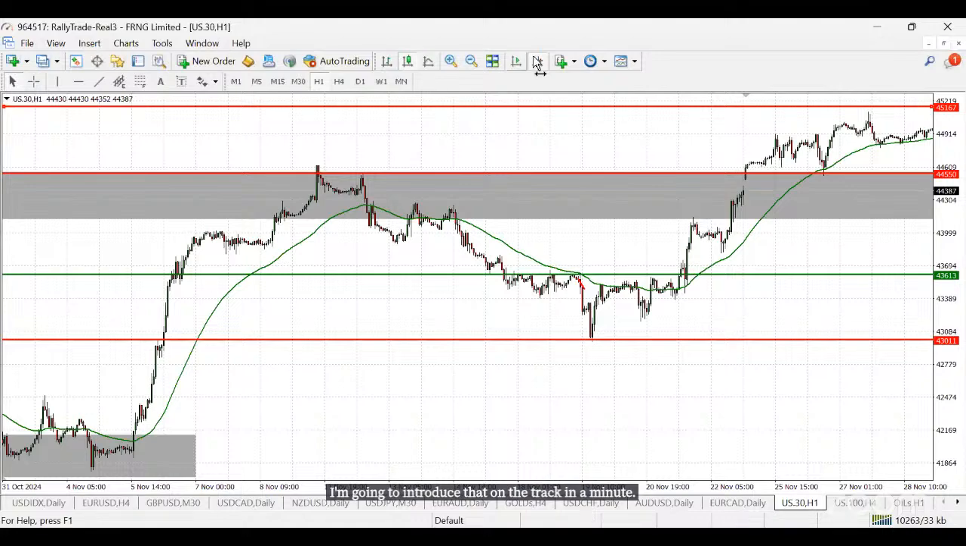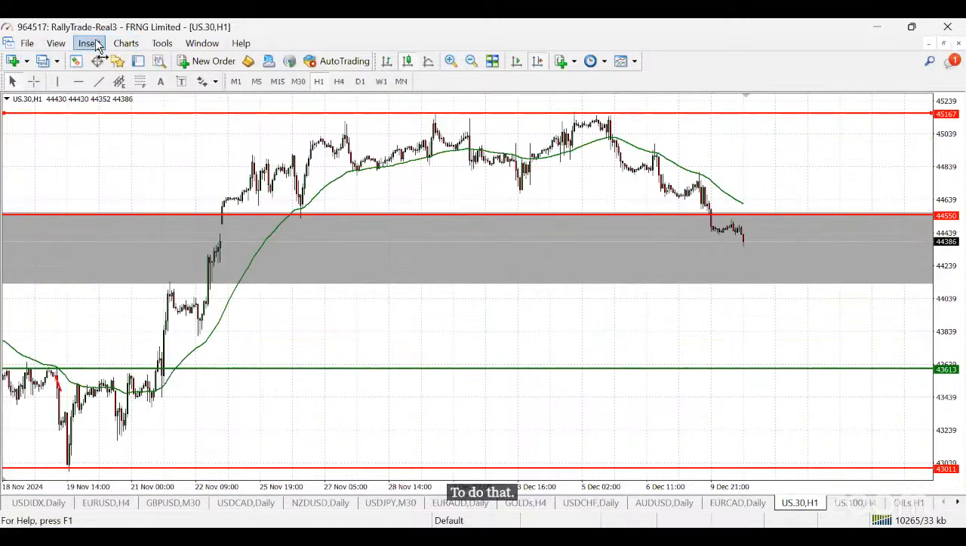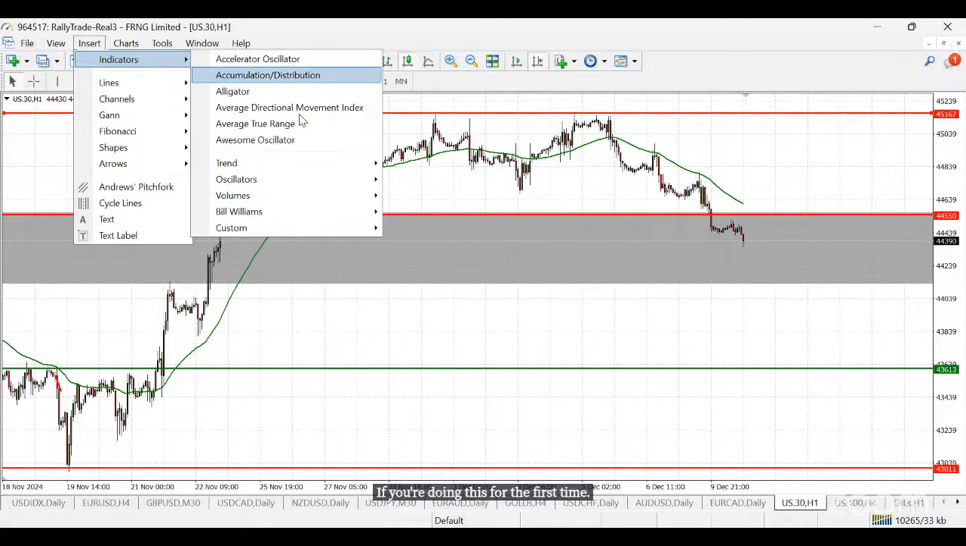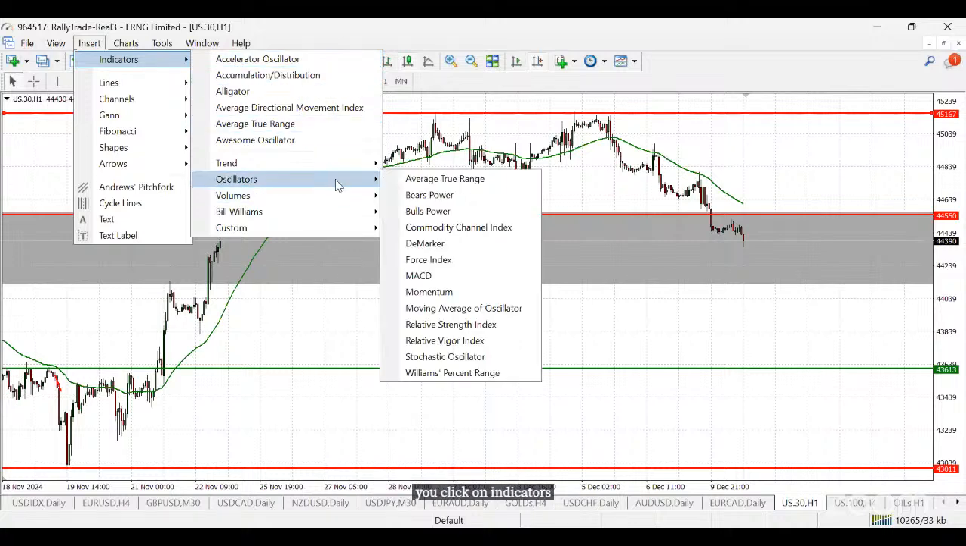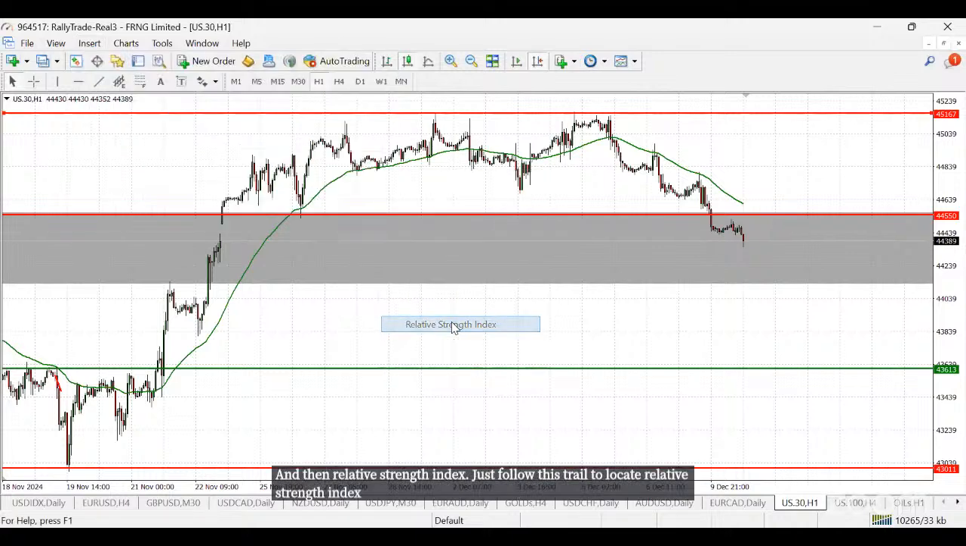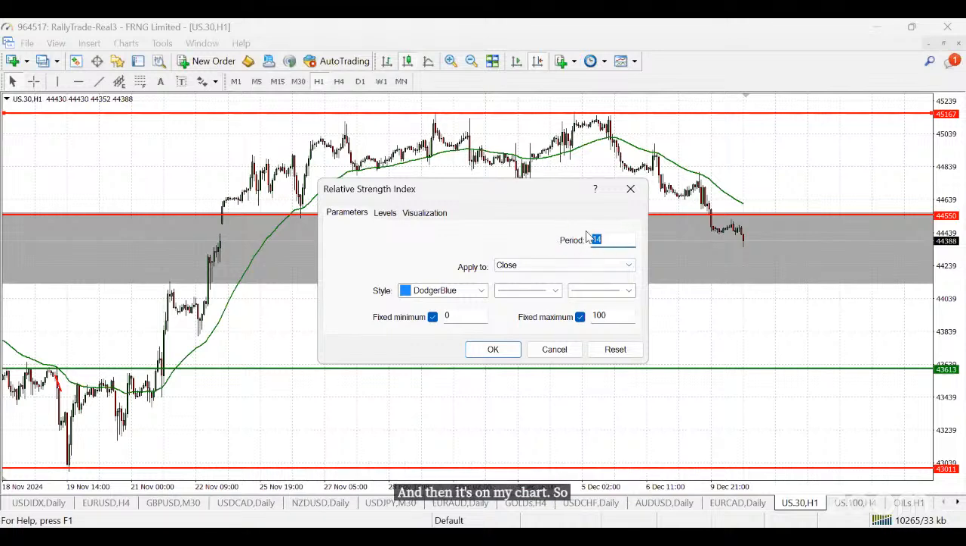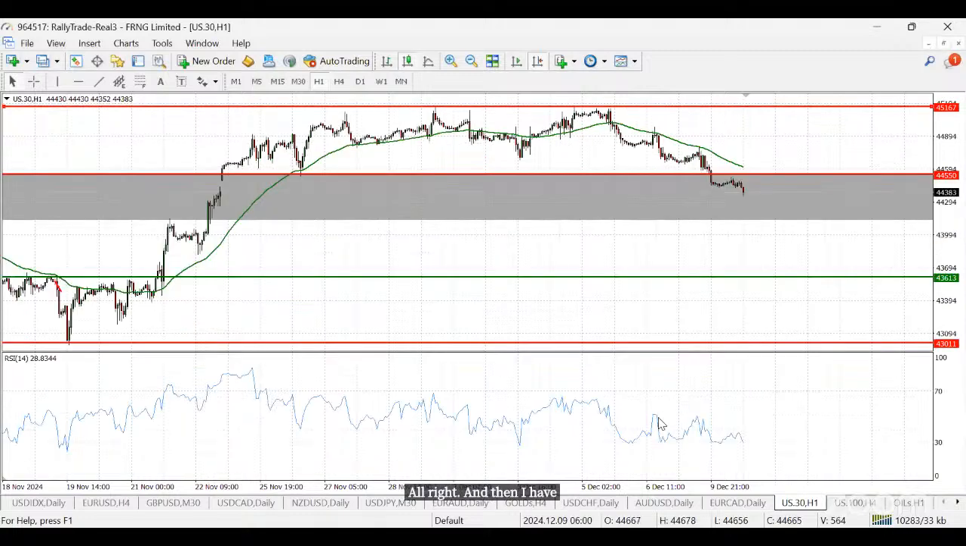To do that, what you simply need to do is to click on Insert. If you're doing this for the first time, you click on Indicators and then all the way to Oscillators and then Relative Strength Index. You can just follow this trail to locate Relative Strength Index. All right, so one click and then it's on my chart. The period by default is 14. And then I have close.